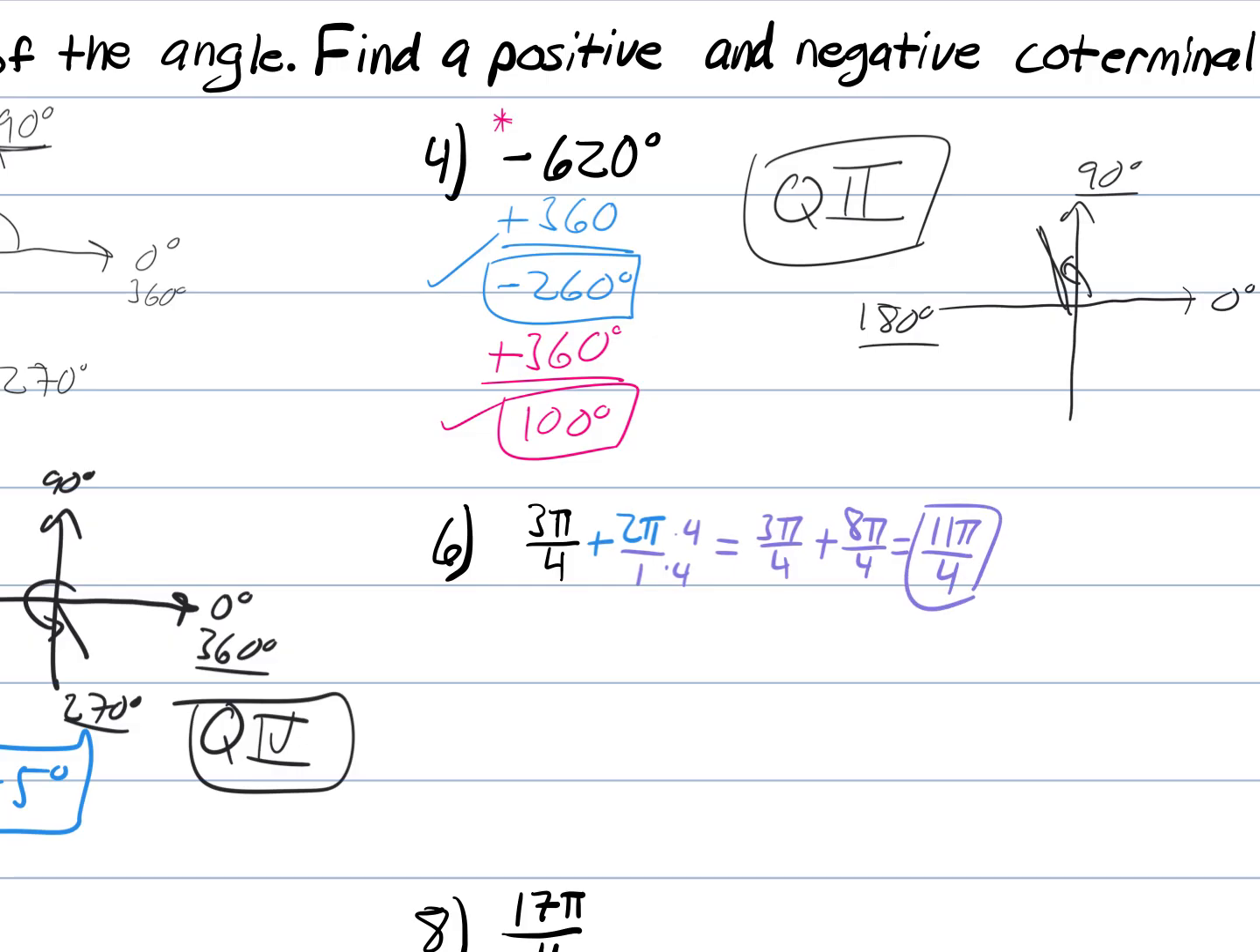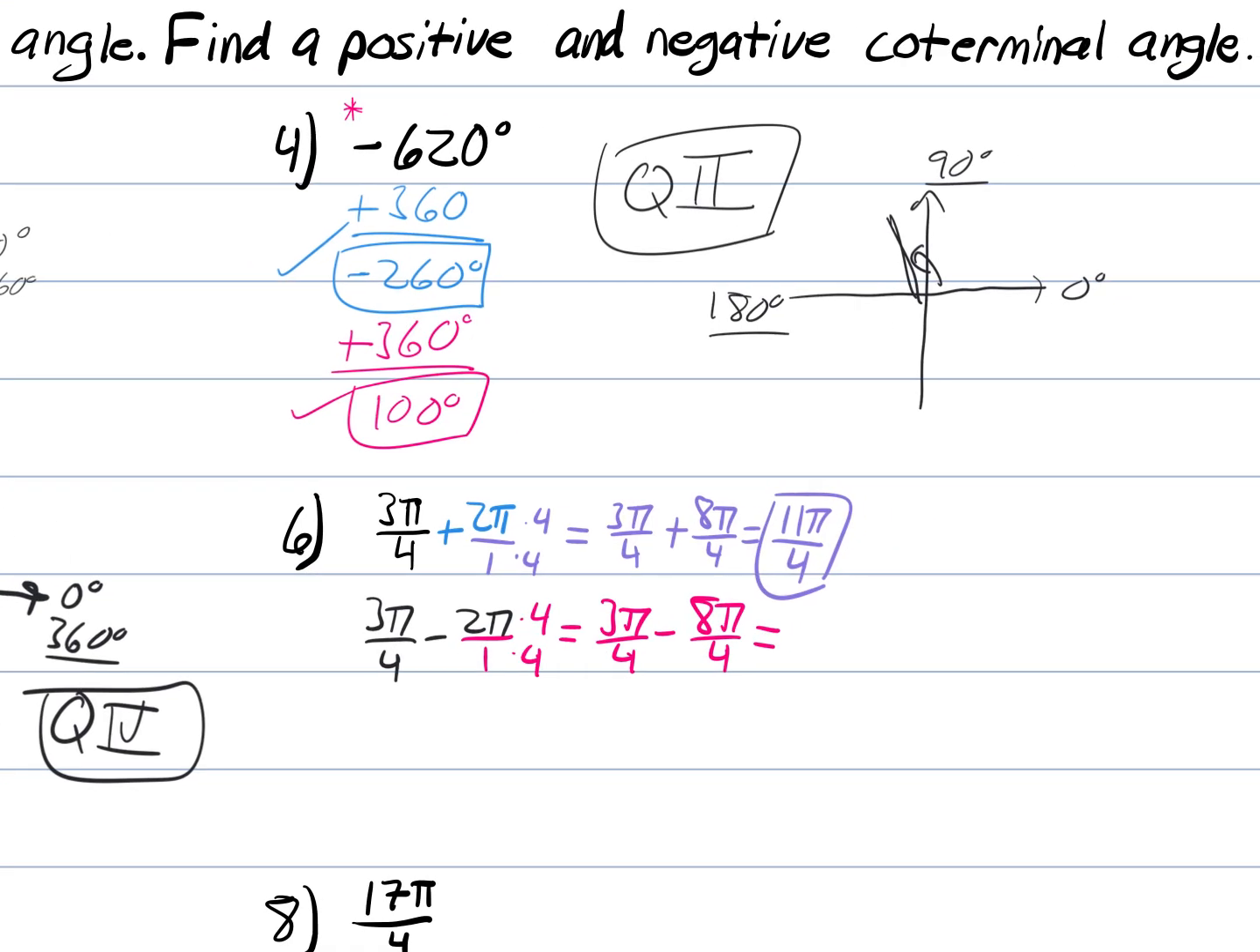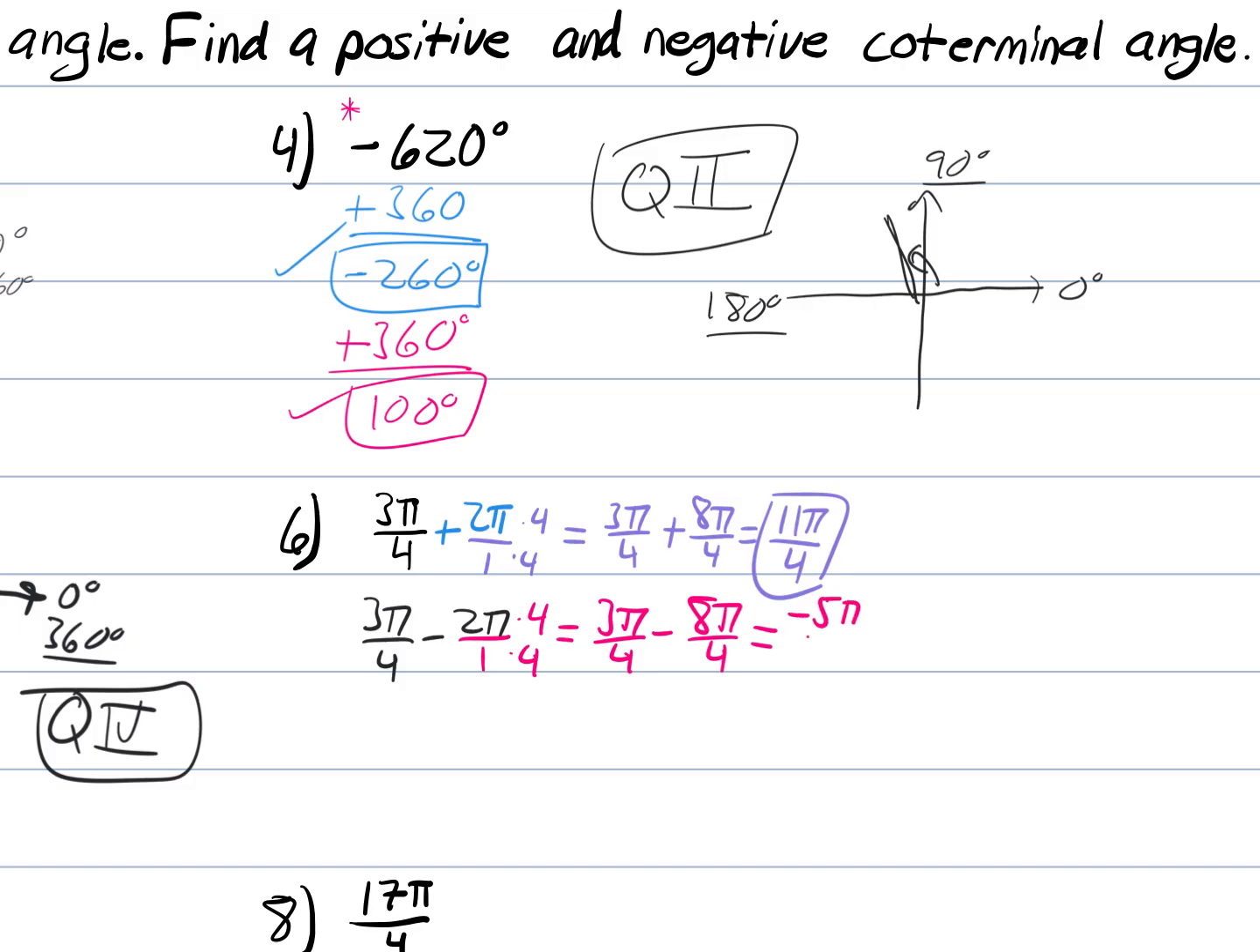We just found a positive, so let's try to find a negative, right? So I'm going to do 3 pi over 4 minus 2 pi, all right? And once again, I need a common denominator, so I'm going to write this over 1, multiply the top and the bottom by 4, and then I get 3 pi over 4 minus 8 pi over 4. All right, and that's going to get us negative 5 pi over 4.